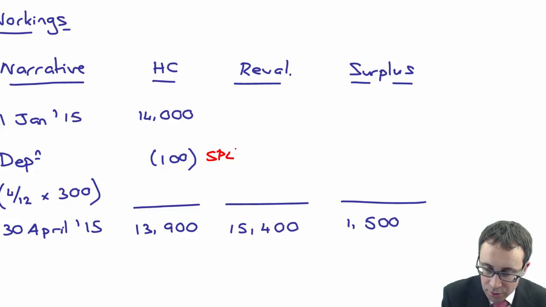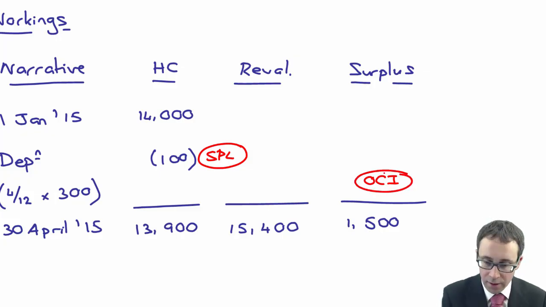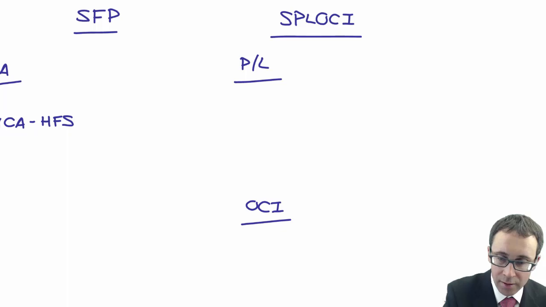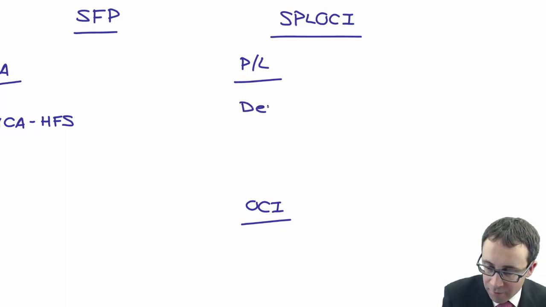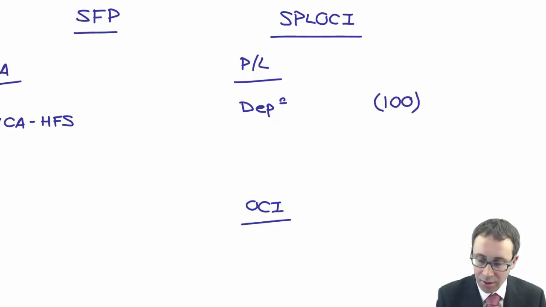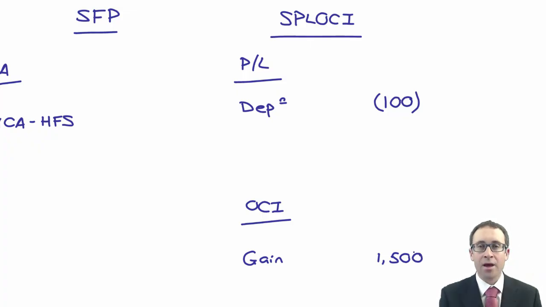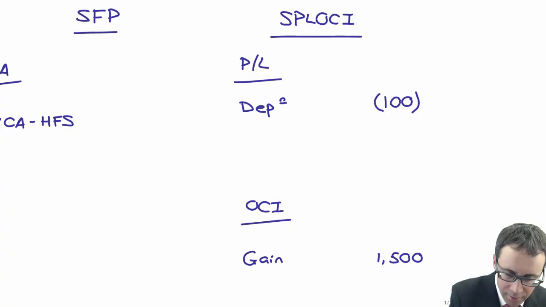is that the depreciation expense goes to your statement of profit or loss, and the surplus goes to your other comprehensive income. So what you have there is that in the statement of profit or loss you have depreciation of 100. If you want, you can put that in brackets as an expense, I don't mind. And then your gain through OCI gives you 1,500, doesn't it?